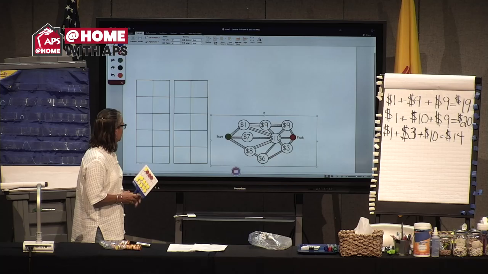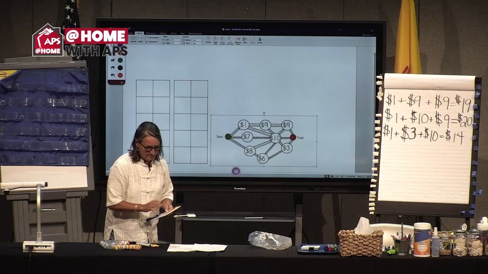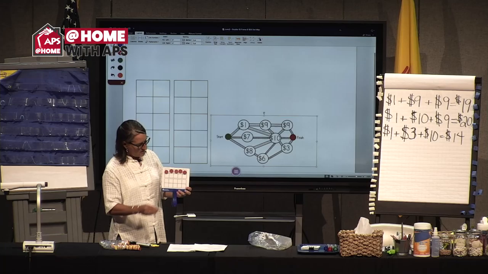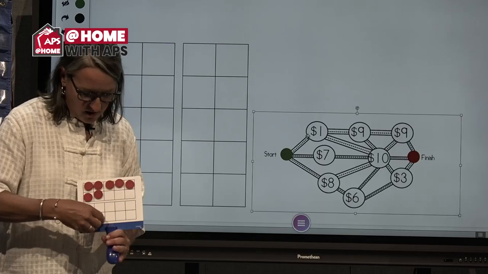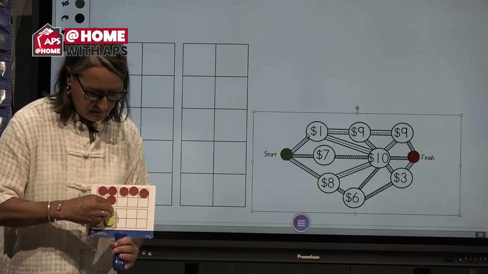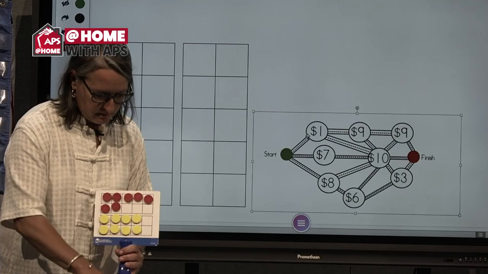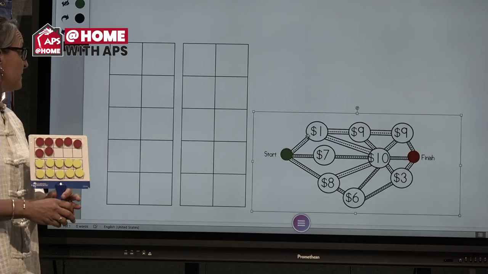We're gonna start with 7 this time. Okay, so let's build our 7. How can we build 7 on our frame? We start with a 5, and then we can add 2 more, can't we? Okay, so we can go 7 plus 10. That's gonna fill our whole frame, right? And then we're going to add 3 more to get to our finish.